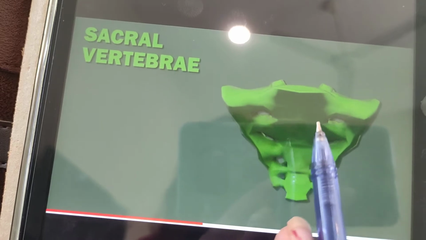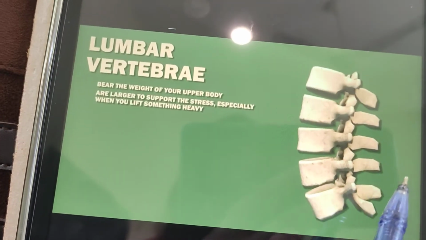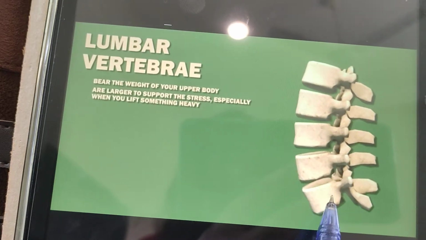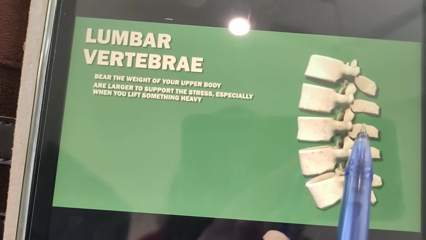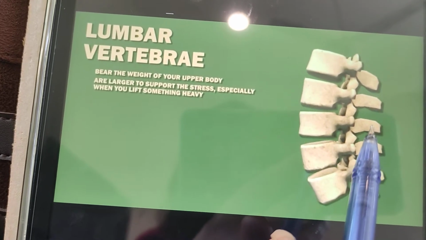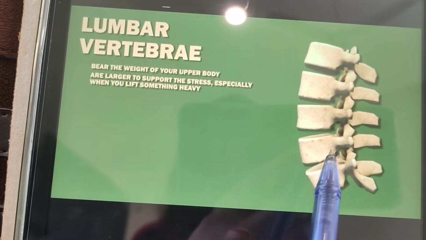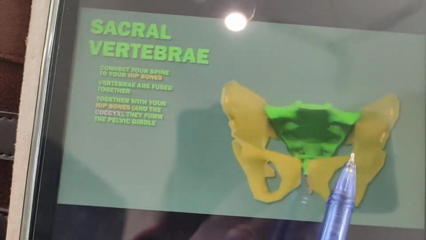Then these are the sacral vertebrae, which are fused together and form the sacrum bone. These are the lumbar vertebrae. Lumbar vertebrae bear the weight of the upper body and are larger to support the stress, especially when we lift something heavy, as their bodies are larger and the transverse processes are thick.